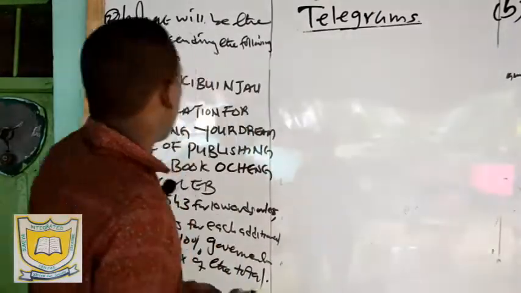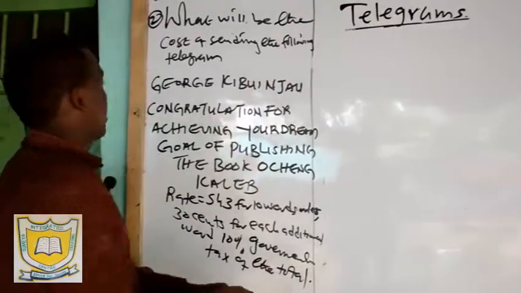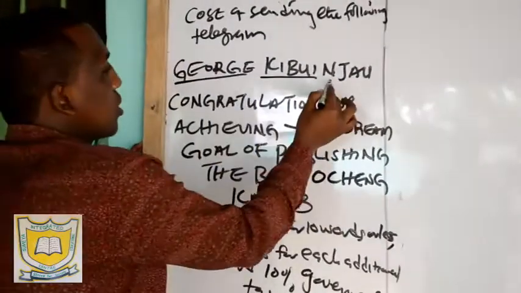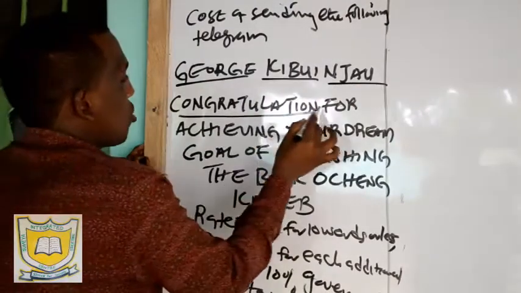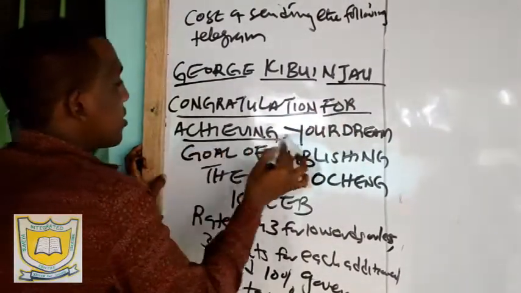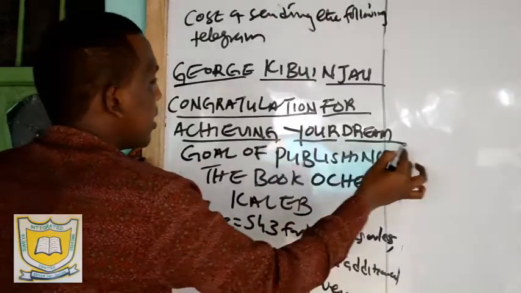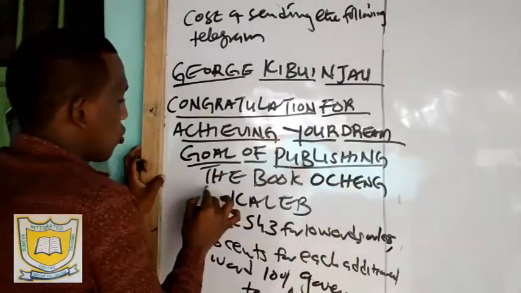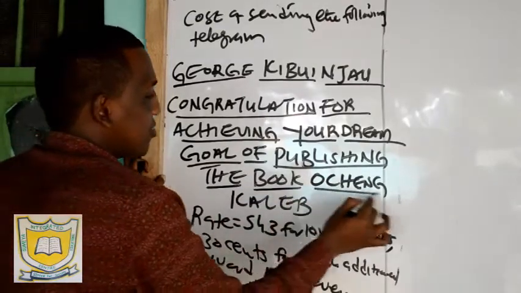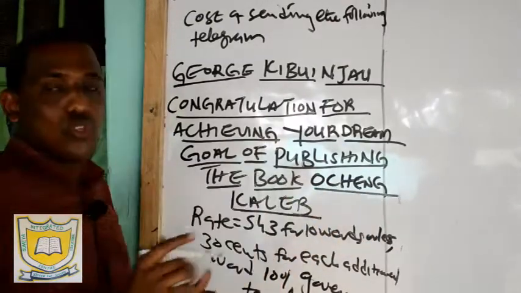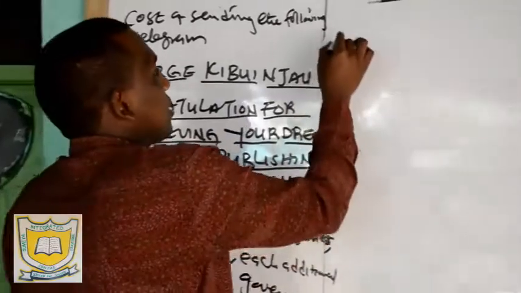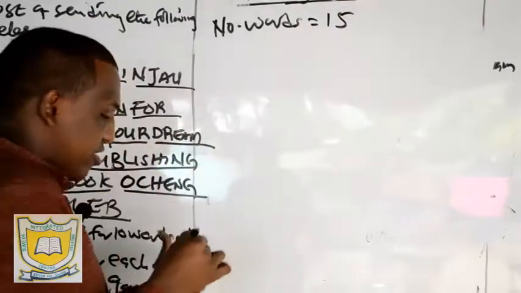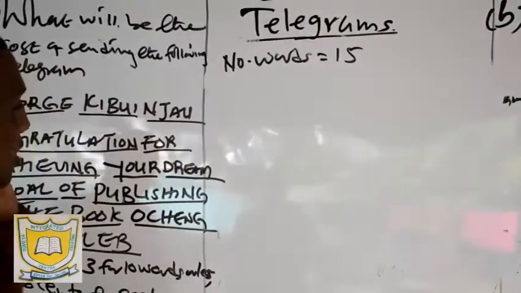The first thing we do, we count the number of words. We have George, we have Kabui, 1, 2, 3, 4, 5, 6, 7, 8, 9, 10, 11, 12, 13, 14, 15. There's no full stop. So there are 15 words. Total number of words are 15.